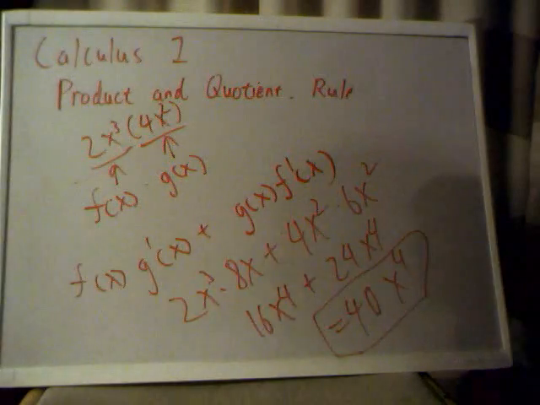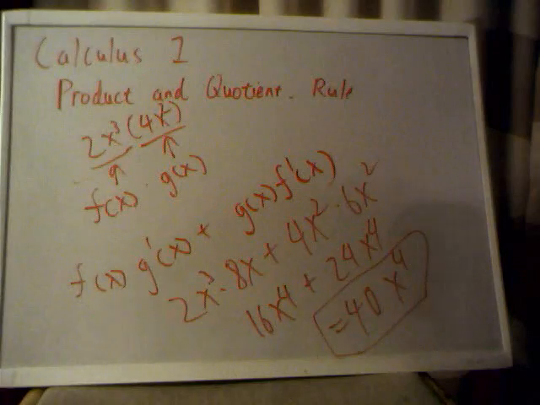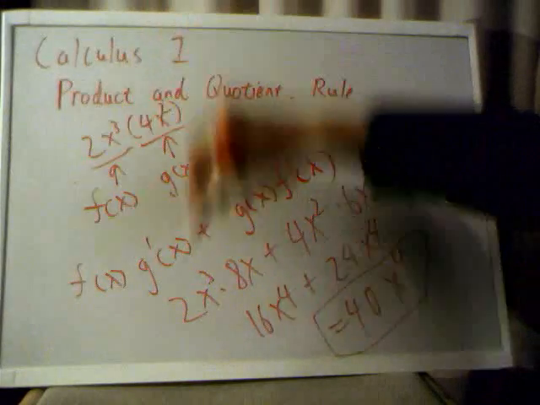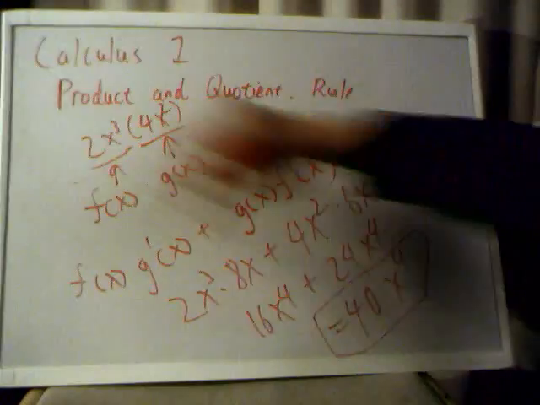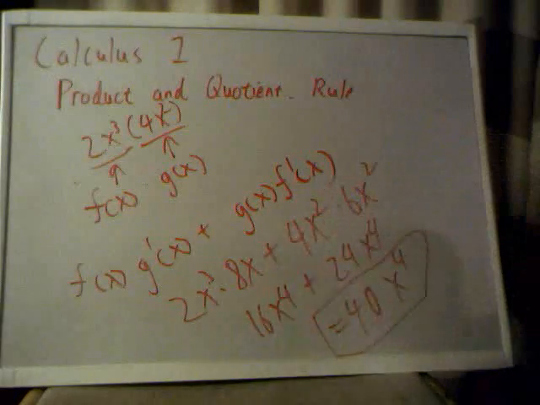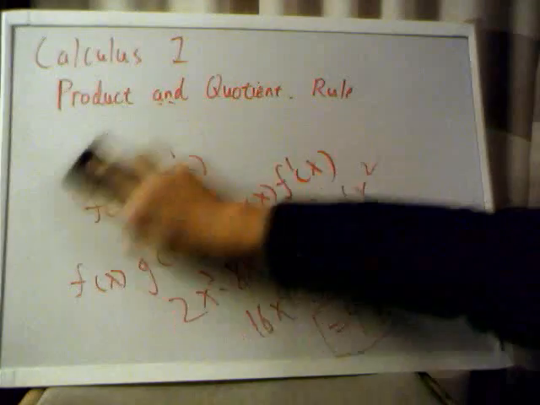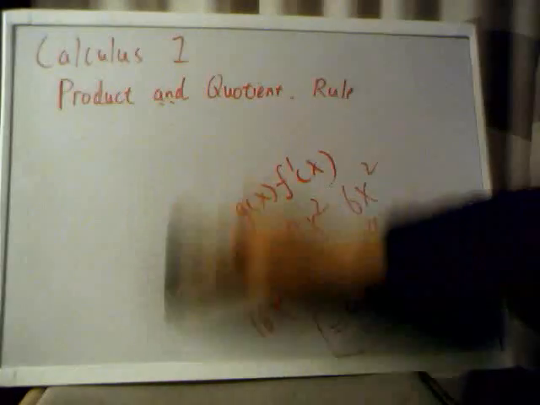Now you might be asking, why should I believe you? Why does the product rule hold true? Why is the derivative of this function 40x to the 4th power? So let's prove the product rule real quick. It won't take long.